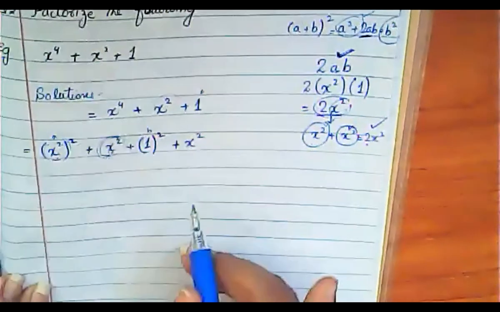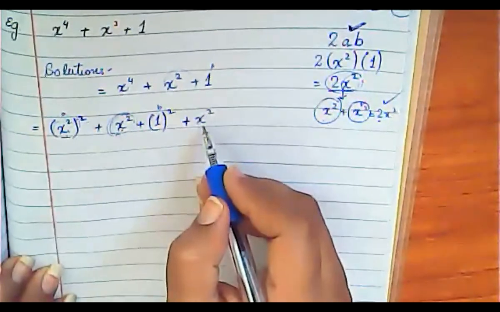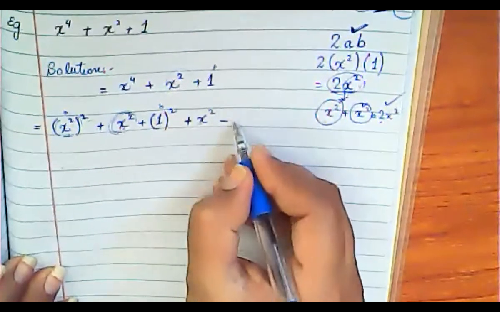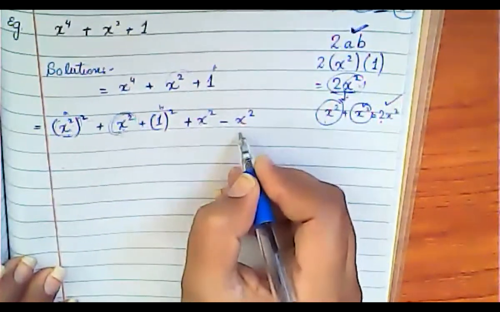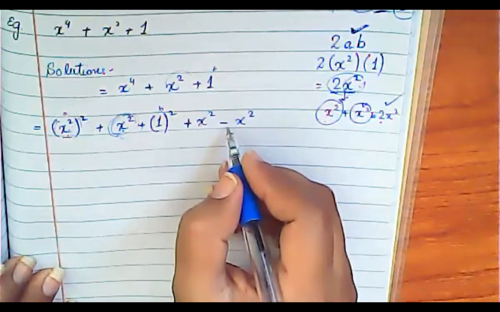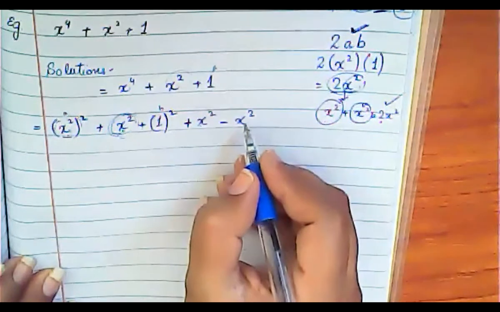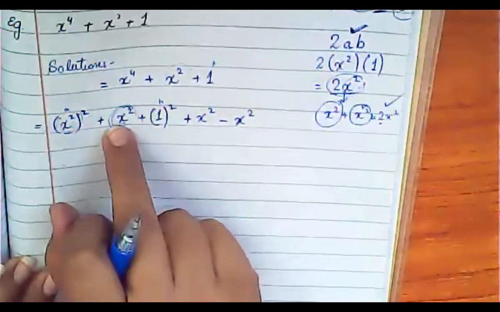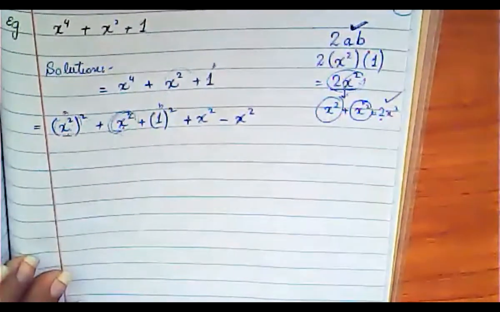But the condition is that if we are going to add anything, we have to subtract that same thing as well. We are adding x square here, so we are going to subtract this x square as well. Understand? Now tell me, is this step clear or not?